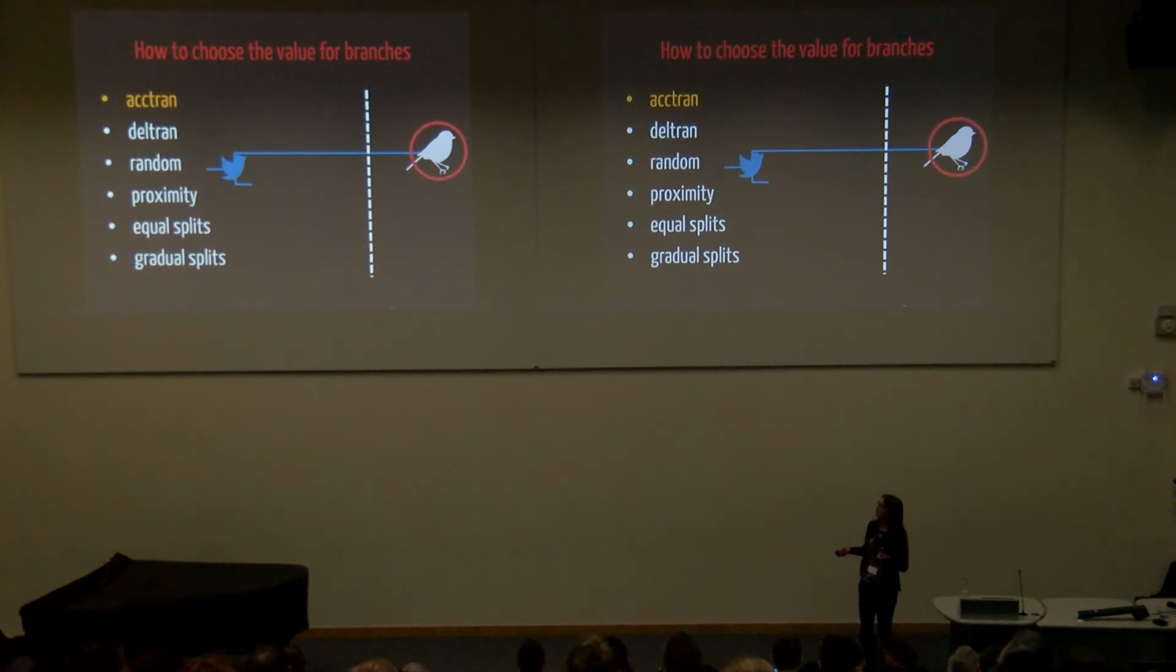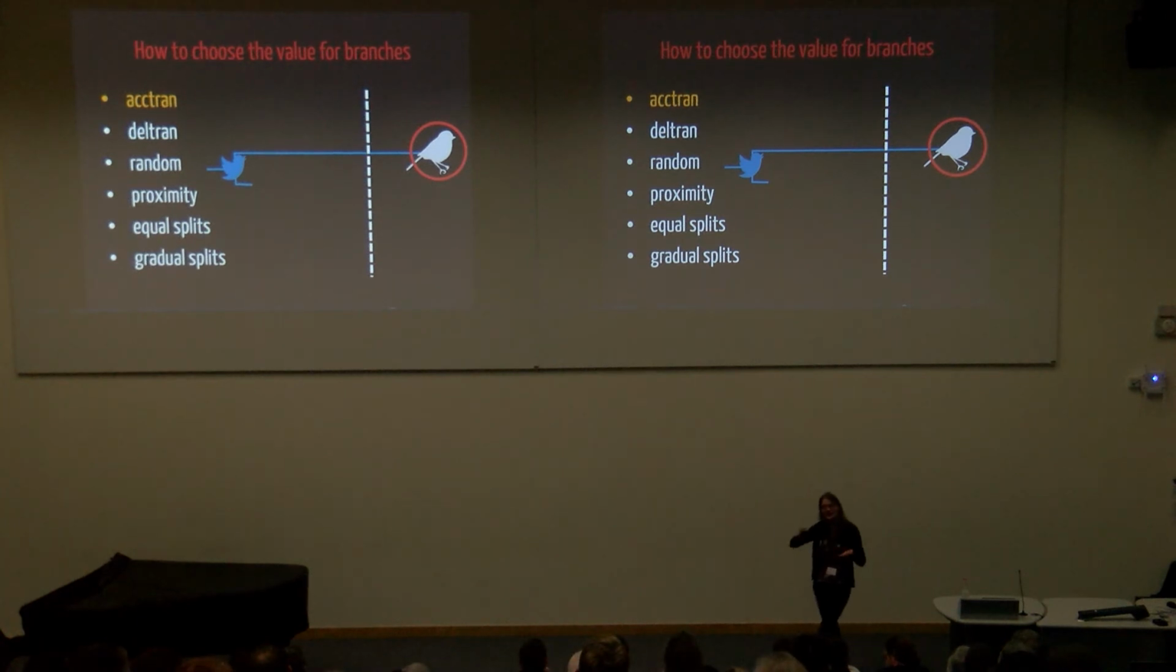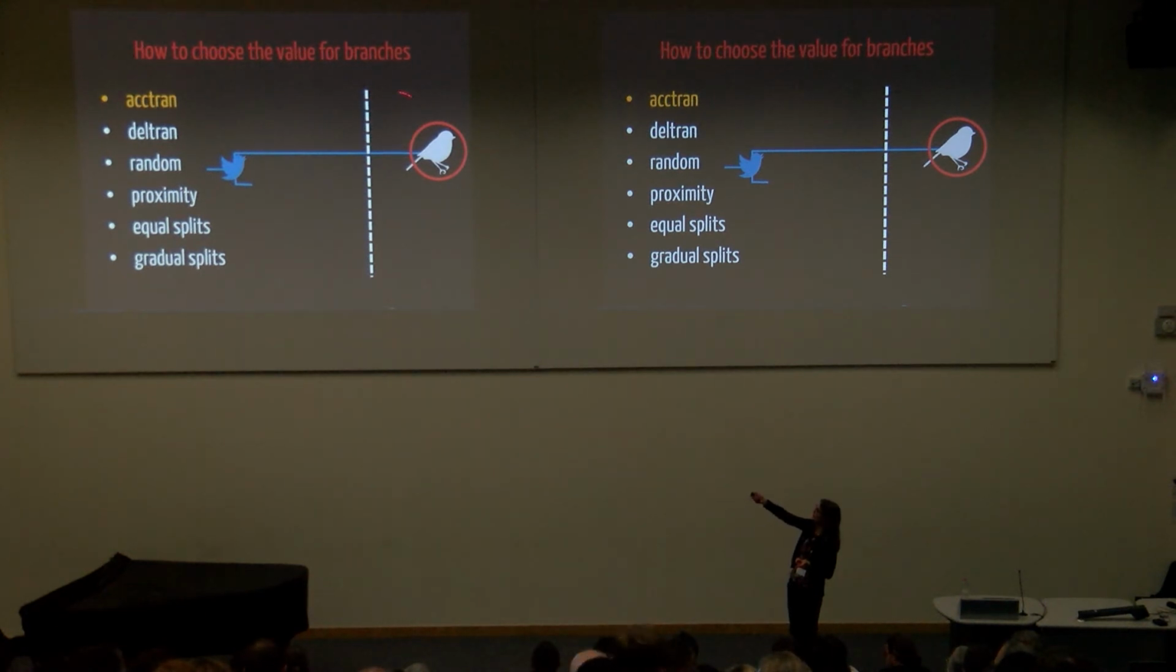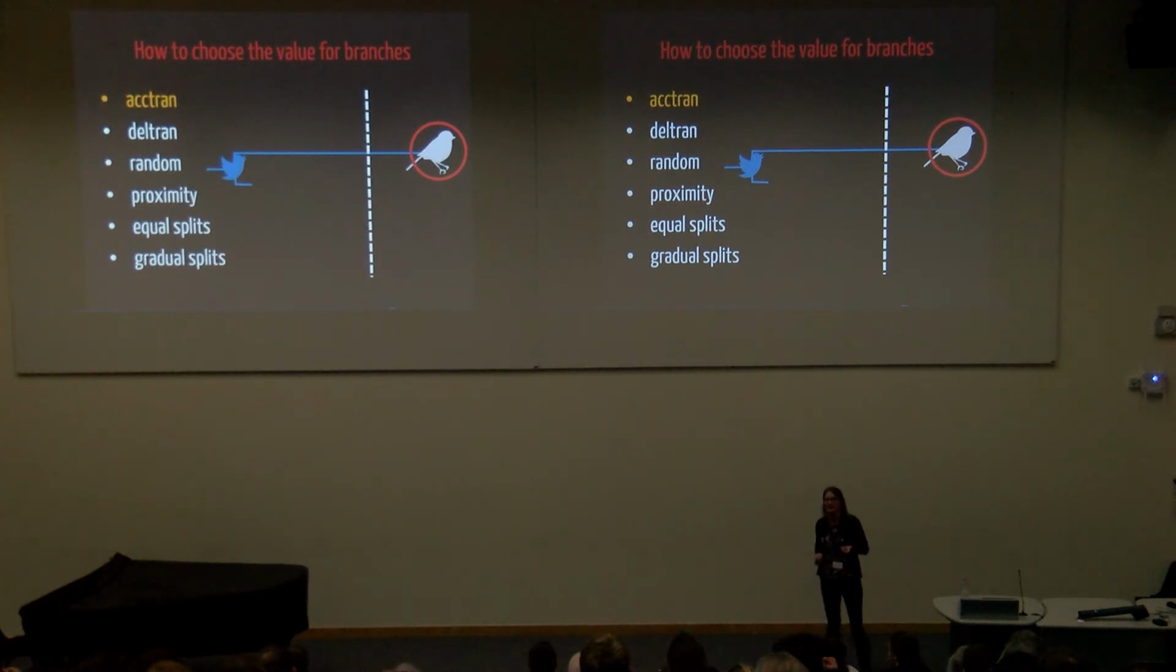The first one is an ACCTRAN method, an accelerated transition, assuming that transitions happen early on a branch. Therefore, every time we have a slice on this branch, we're always going to take the value for the descendant. At the moment, I'm showing this as a tip species, but this could equally be another node. They're just ancestors and descendants relative to where they are on the branch.